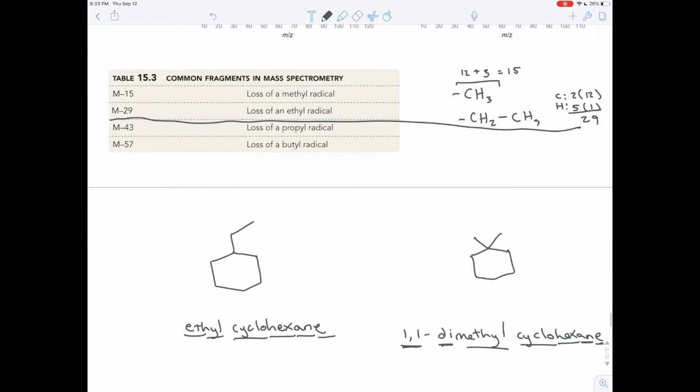All right, so you'll notice both of these molecules have 8 carbons. And if you count them all up, they'd have 14 hydrogens.